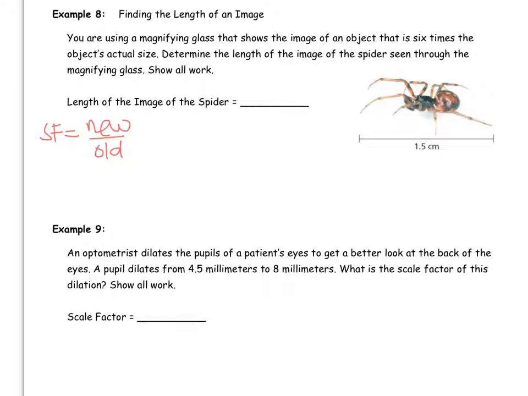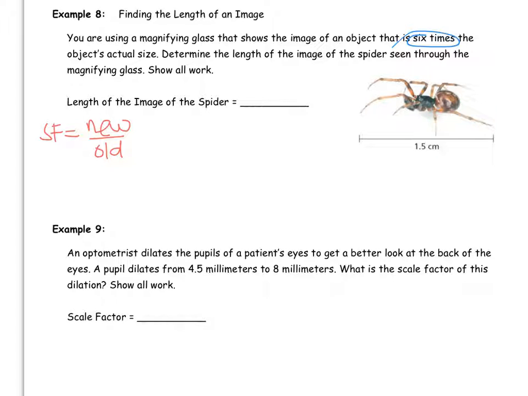Alright, so finding the length of an image. You're using a magnifying glass that shows the image of an object that is 6 times the object's actual size. So with that sentence right there, they just told us what our scale factor is. Determine the length of the image of the spider seen through the magnifying glass. All right, so we actually are given already our scale factor. 6 times bigger. 6 times its actual size.